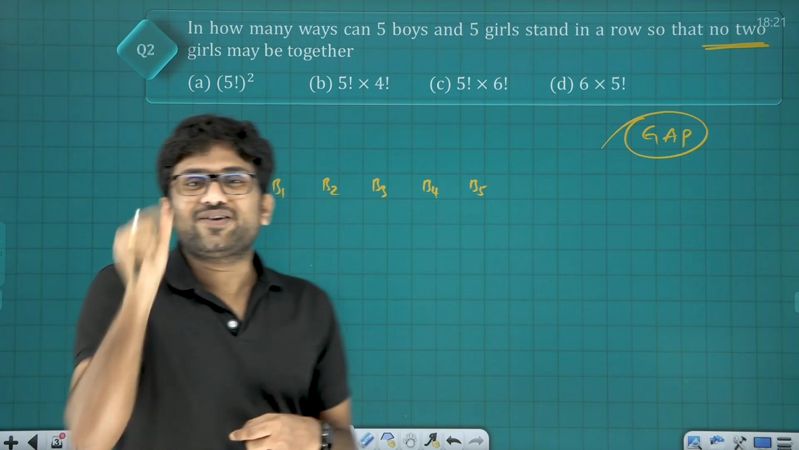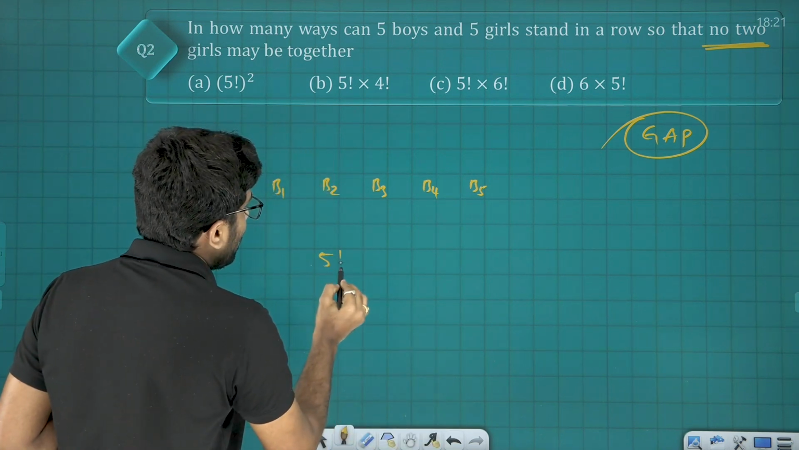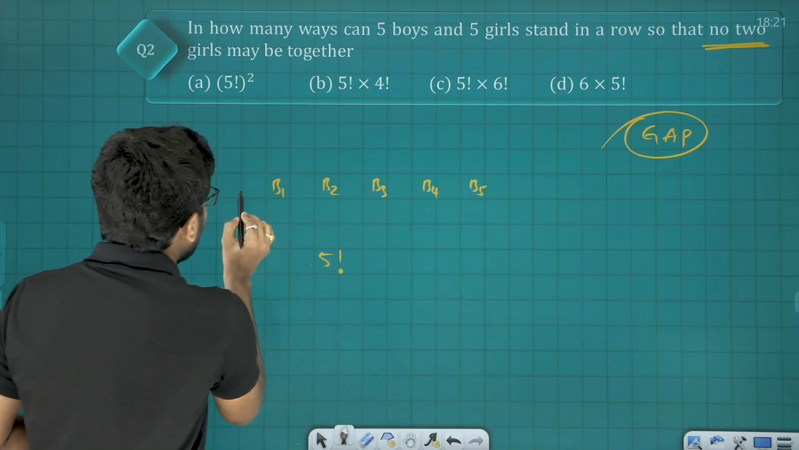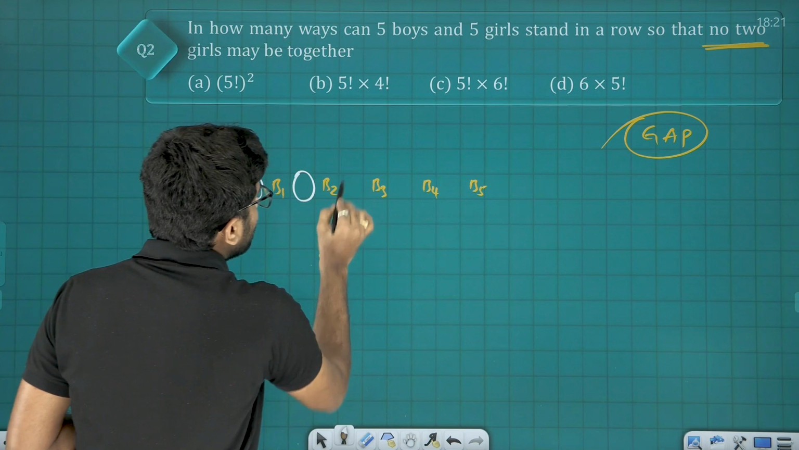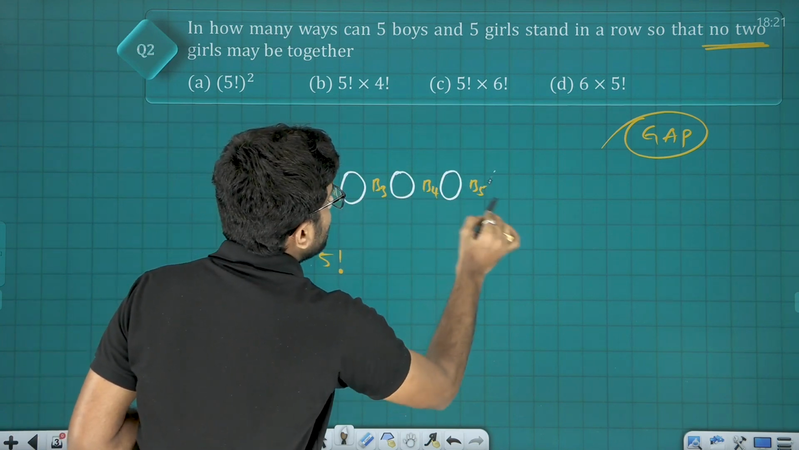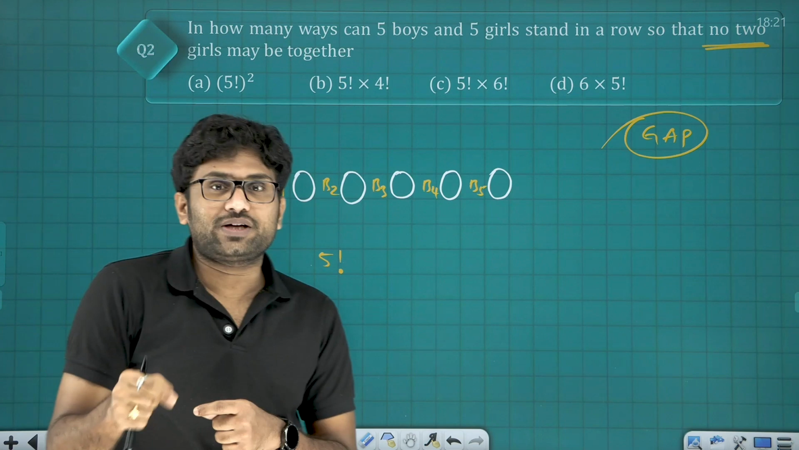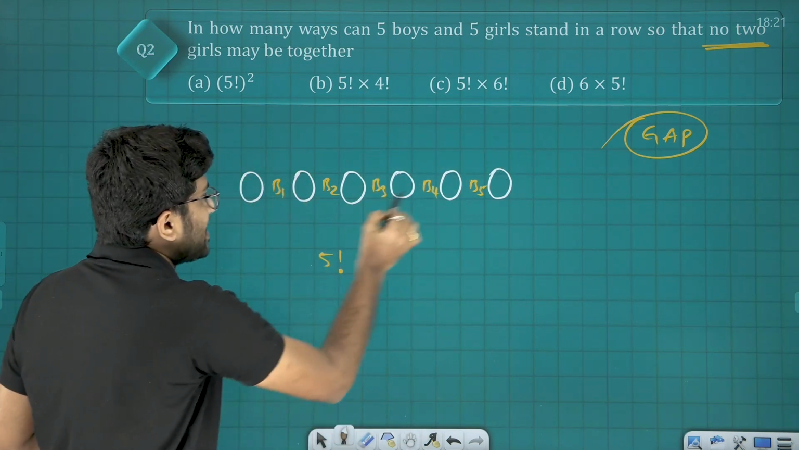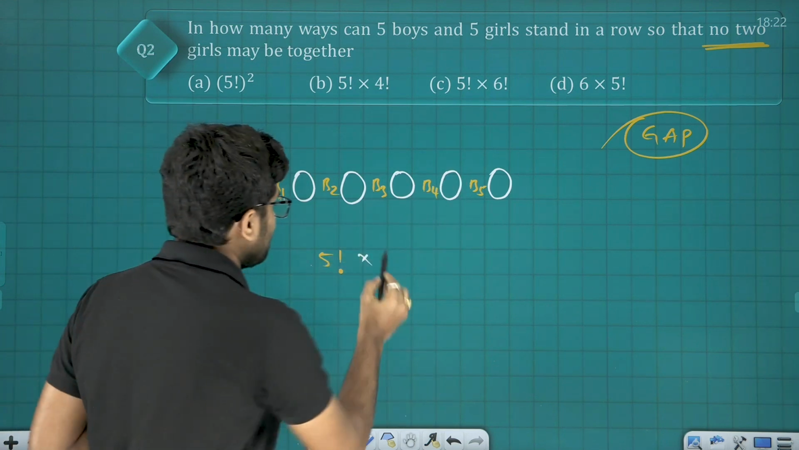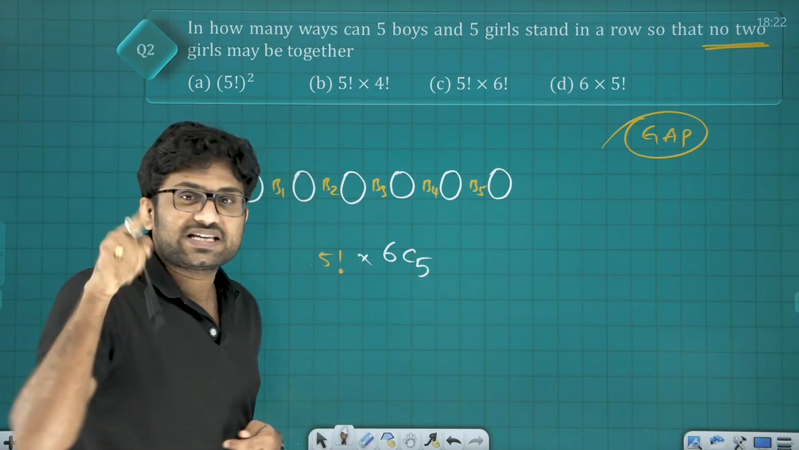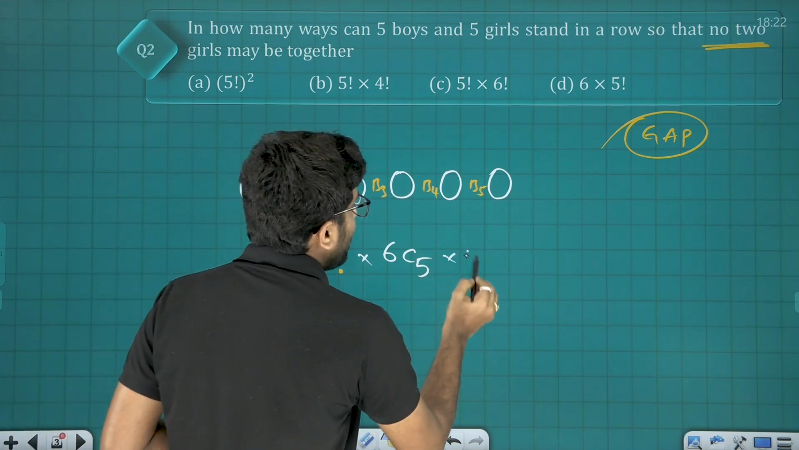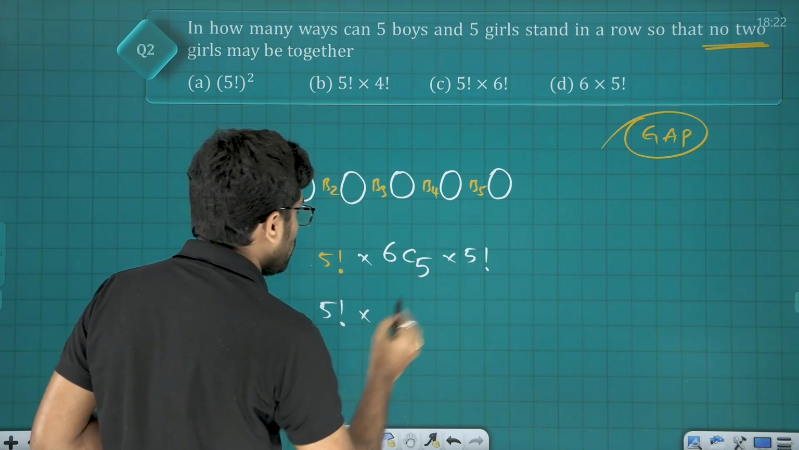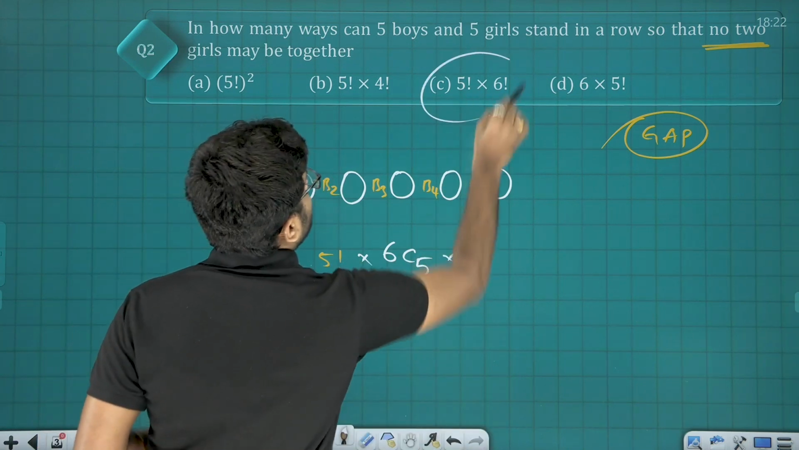These 5 boys in 5 places can be arranged in 5 factorial ways. Once you arrange these 5 boys, see how many gaps they have created: 1, 2, 3, 4, 5, 6. So 6 gaps have been created. In these 6 places we have to arrange 5 girls. First, out of 6 places I select any 5 places: 6C5. In the selected 5 places, 5 girls can be arranged in 5 factorial ways. So that is 5 factorial into 6C5, which is 6 into 5 factorial, that is 6 factorial, which is option C.